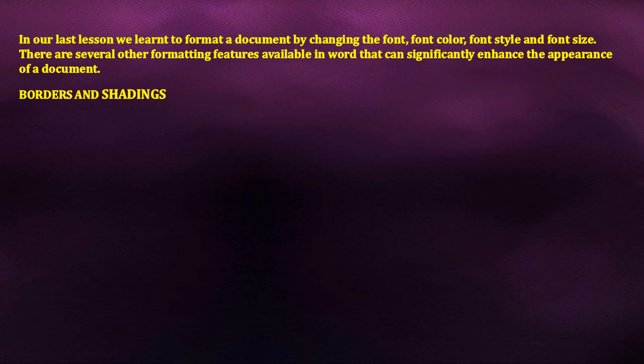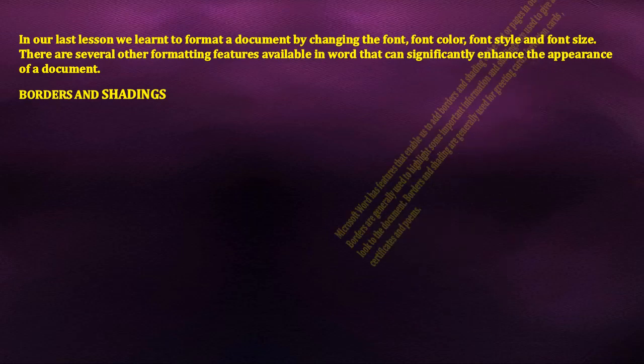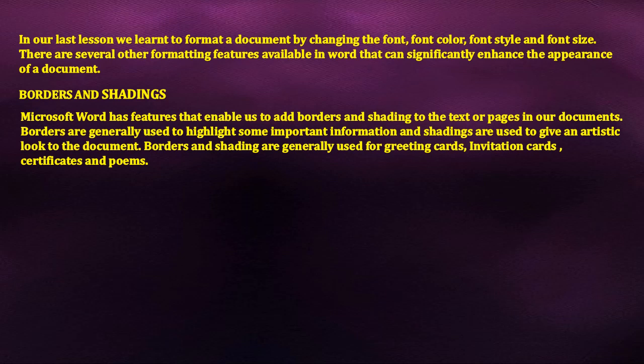Starting with the borders and shading. Microsoft Word has features that enable us to add border and shading to the text or pages in our documents. Borders are generally used to highlight some important information, and shadings are used to give an artistic look to the document.